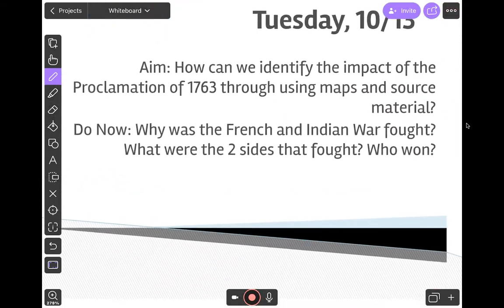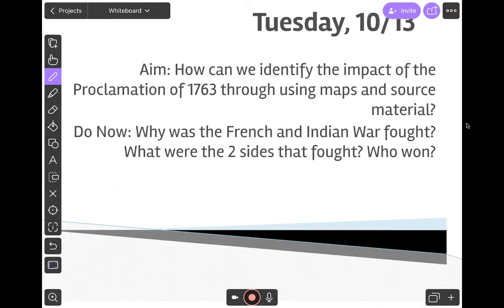So, our aim: how can we identify the impact of the Proclamation of 1763 through using maps and source material? Okay, so our key concept for today is the Proclamation of 1763. We're going to use some maps and some sources to figure out what the impact of this proclamation was.